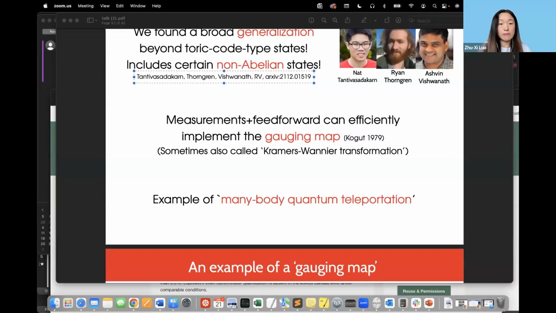So our second speaker is Professor Ashvin Vishwanath from Harvard. He will tell us about creating and probing non-Abelian topological order on a quantum processor. Ashvin, please feel free to start when you're ready.